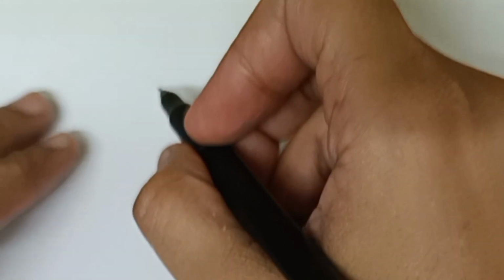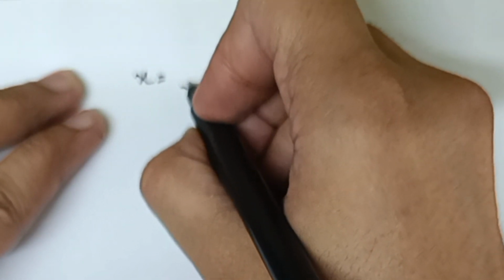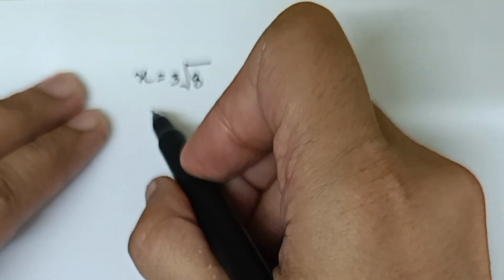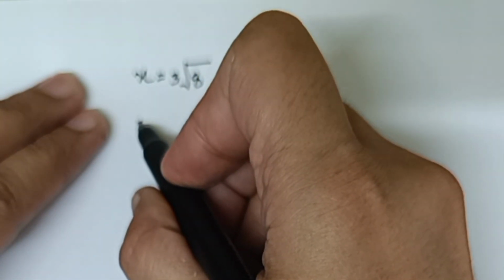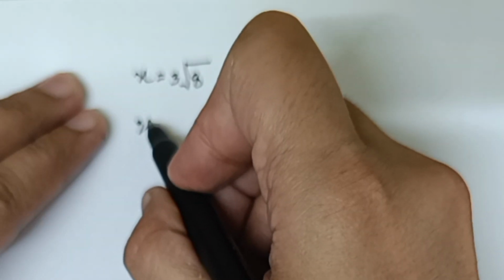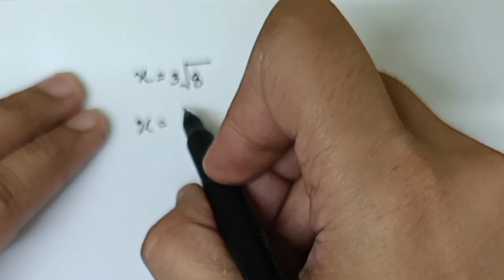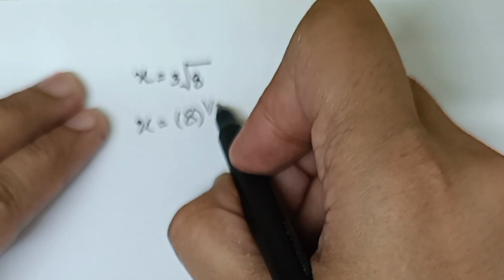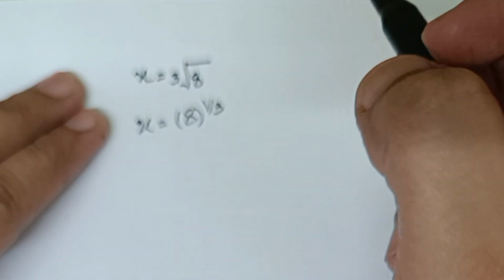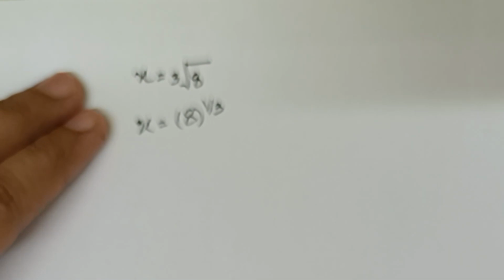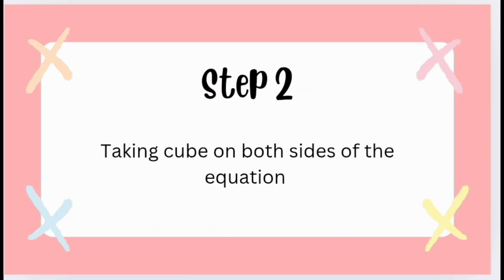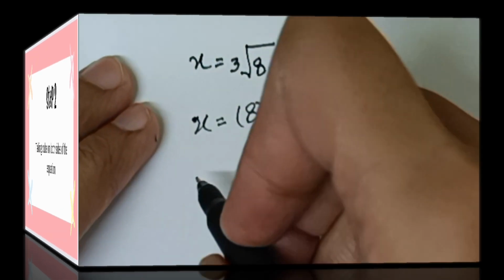What does cube root mean? That the power is 1 by 3. Now in the very next step, we will just take cube on both sides to evaluate the cube root. So by taking cube on both sides, x cube will be equal to 8. Here power 1 by 3 and cube will be cancelled out and we will get 8.